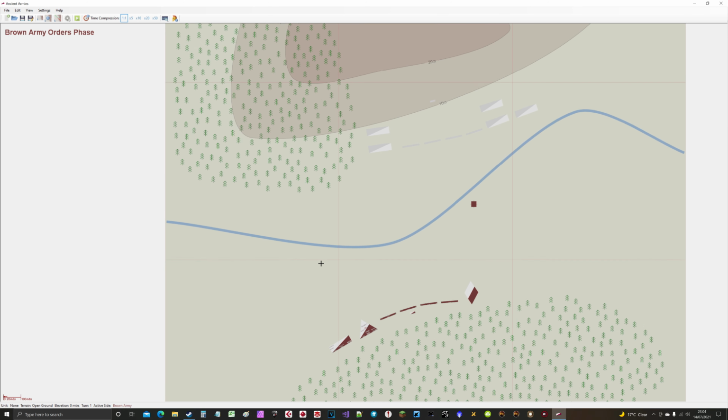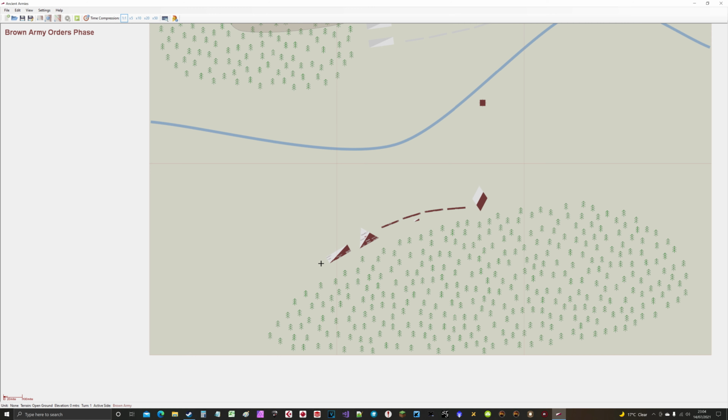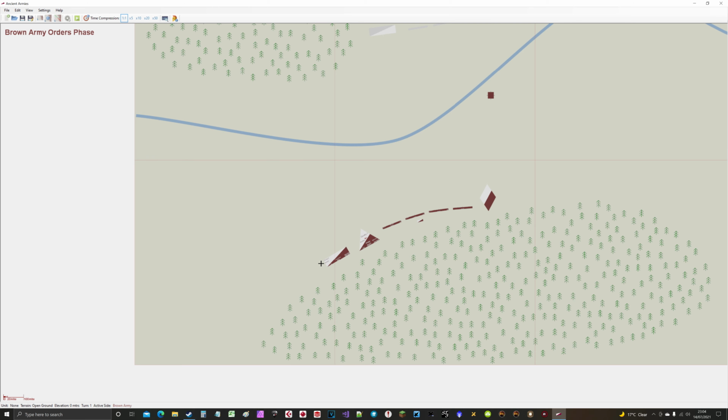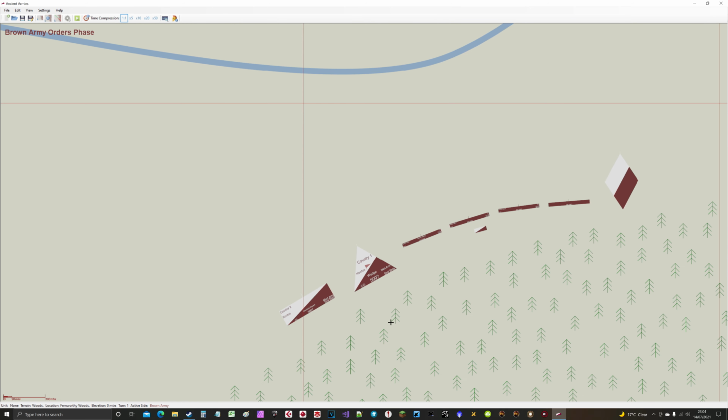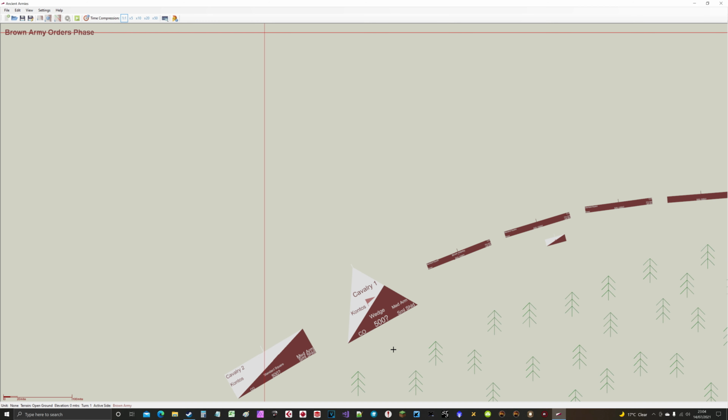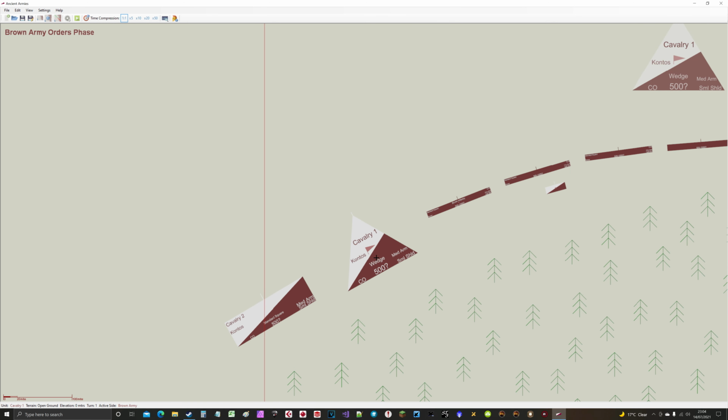So what's happened on the intel front? Well, as I've always said, Ancient Armies has always displayed far too much information, information a player couldn't possibly know. So the way it works now, for the unit that you're in, you get quite good information. You get obviously the name, the real name that is, weaponry and so forth.